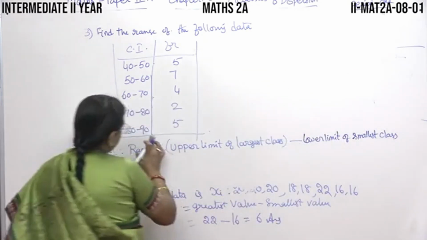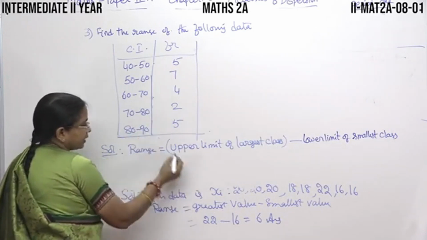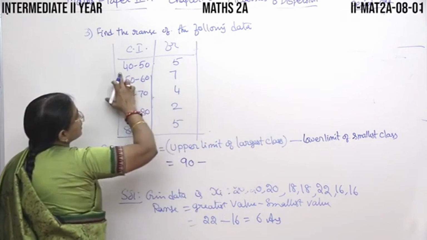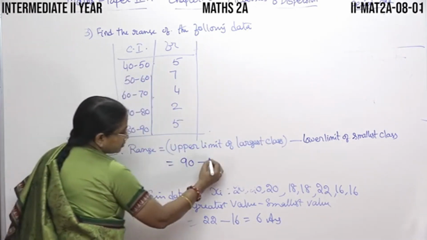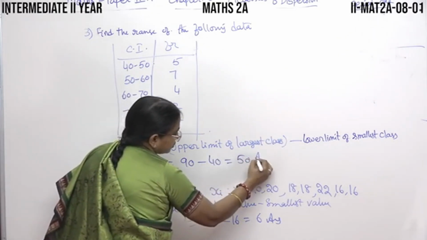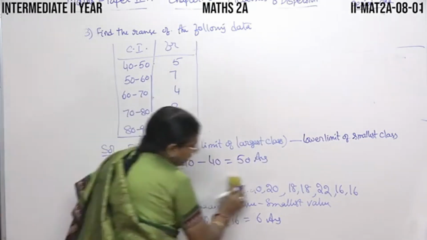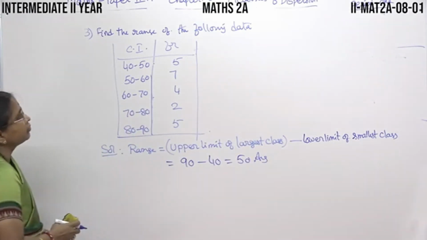So what is the upper limit? This is the largest class, 80 to 90. The upper limit is 90. So 90 minus lower limit of smallest class. This is the smallest class. What is the lower limit? 40. So 90 minus 40, 50. That's all. So this is how you find the range for these kinds of data given. Okay, so like this we do.